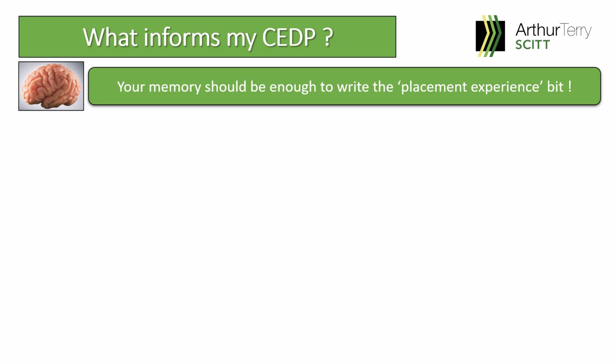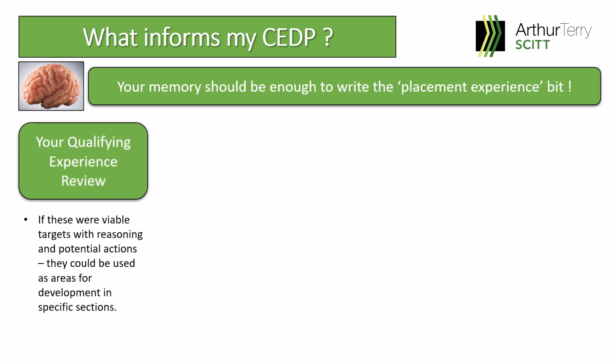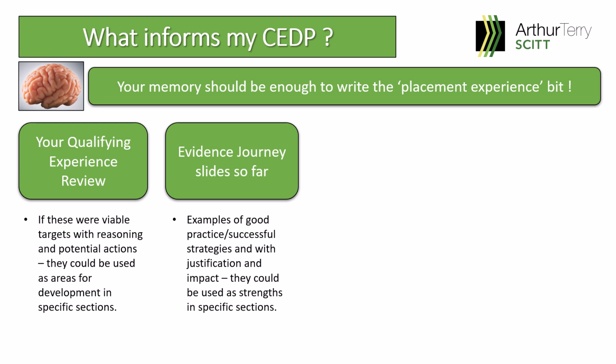So what informs your writing of a career entry development profile? Well, you should be able to write your placement experience part from your memory, but then you should look back at your qualifying experience review and look at the targets that were set in that. These could be used as areas for development under the 5 specific sections of the form. You may want to look back to your evidence journey slides so far and examples of good practice or successful strategies and justify their impact. These could be used as strengths in each of the 5 sections.